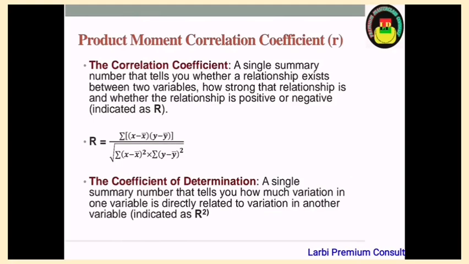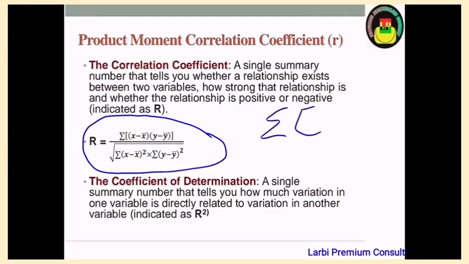So this is how we actually determine the correlation coefficient. R is equal to the sum of x minus x bar. Actually, I can't have it perfectly done, so never mind. So this is actually the formula that we use to determine that.